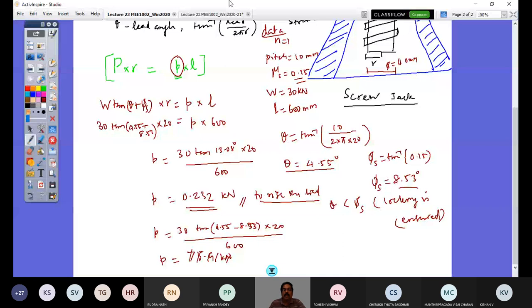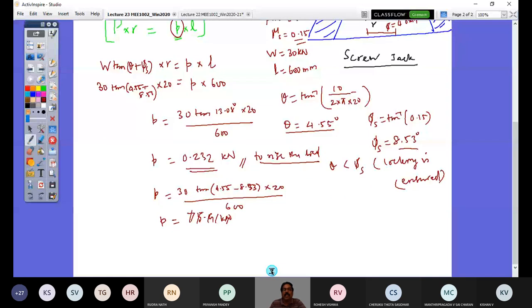So it is very less. But lowering should be smaller than rising, right? Because in rising the load is going against gravity. So when it's lowering, gravity assists. So the P value here I get is 0.0696 kilonewton. So it's simply 69.6 newton. Whereas here, to rise, it is 232 newton, right? So to rise, this is the load required. To lower, this is the load required. And these are the effort P.